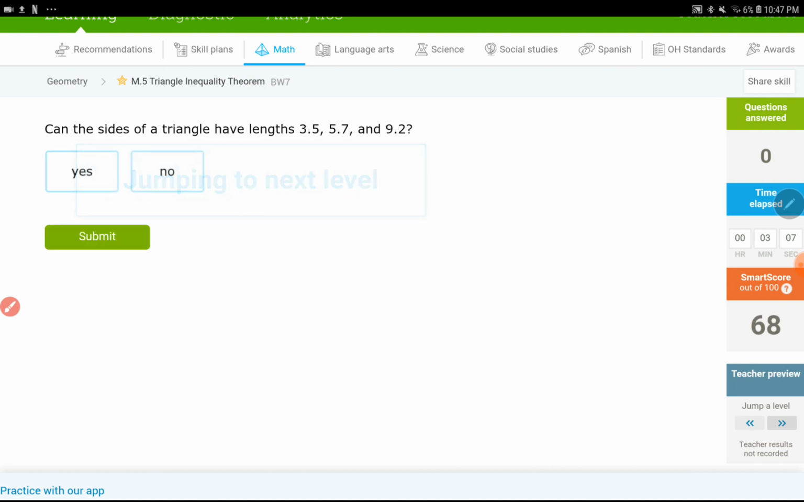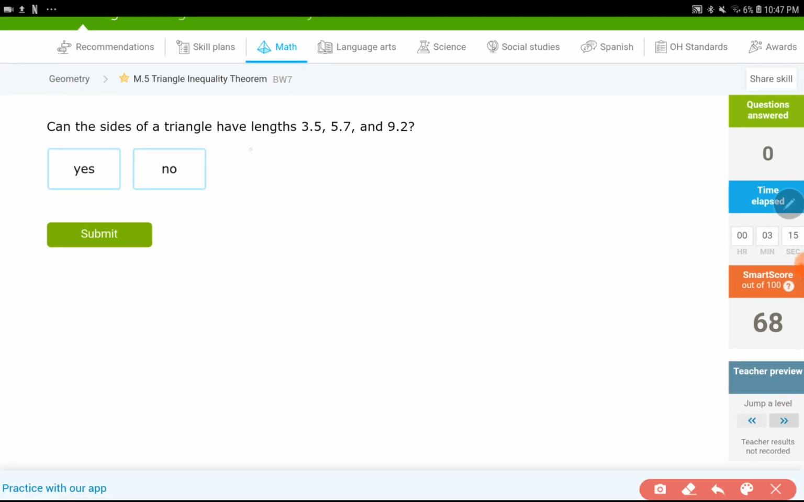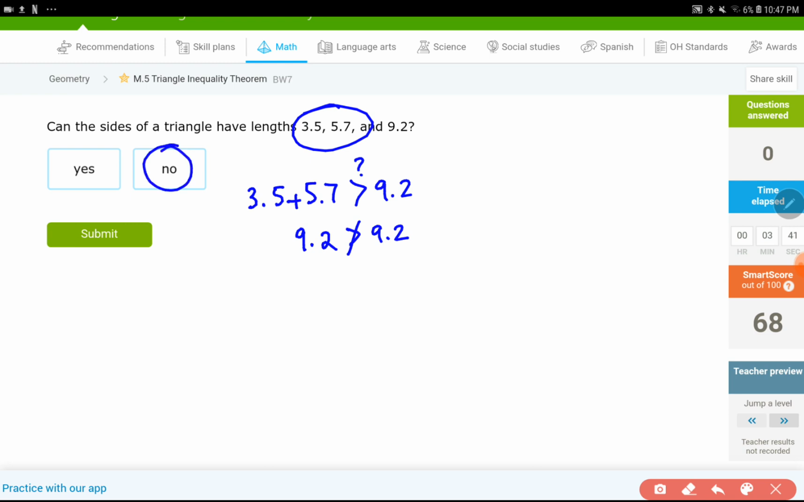Moving on to the next question. This looks like it is going to be a no. Pick the shortest two sides, which are 3.5 and 5.7, and see if their sum is greater than 9.2. The left side adds up to 9.2, and it is not greater than 9.2 because they are equal. So since 9.2 is not greater than 9.2, this would be a no.